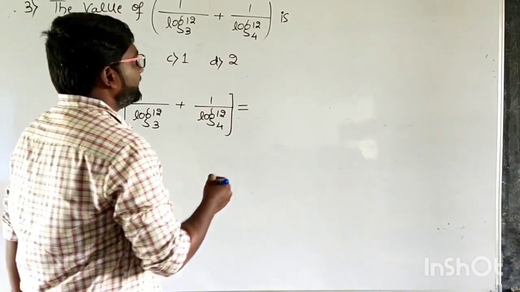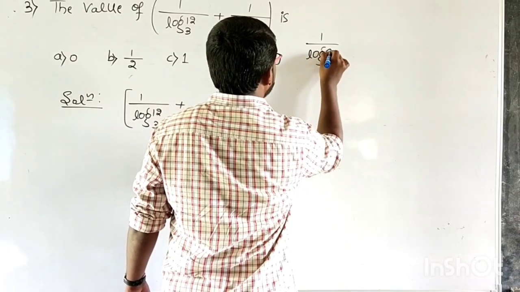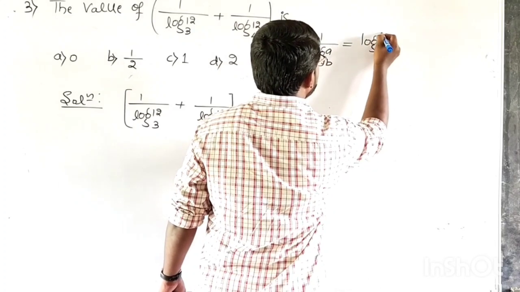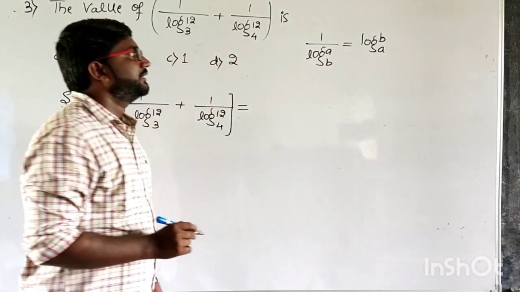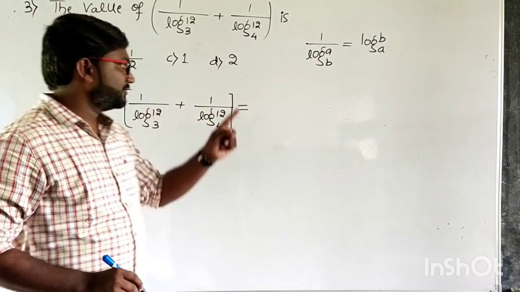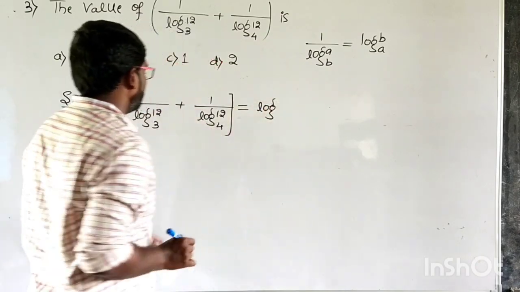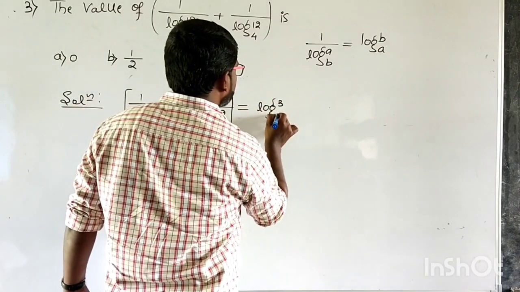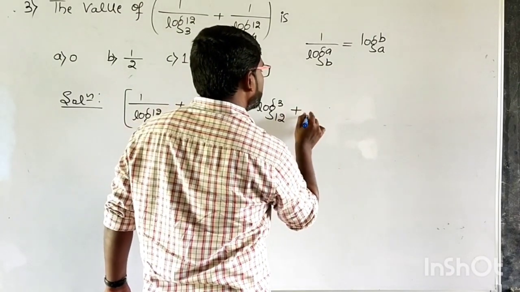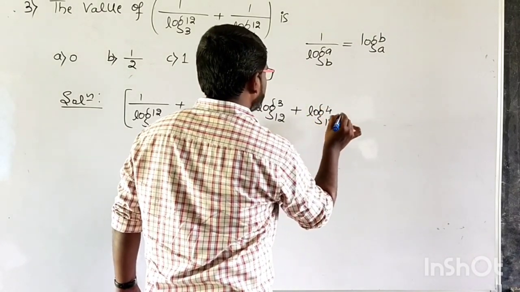So now we have a property: 1 by log a to the base b can be written as 1 by log b to the base a. So if you take this to the numerator, these two will be interchanged. So we have to make use of that property now. So log 3 to the base 12 plus this becomes log 4 to the base 12.